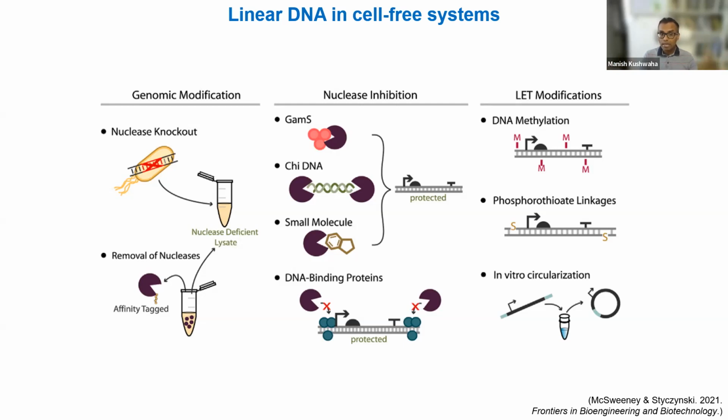exonuclease V, which is the main exonuclease that is known to degrade linear DNA. It's encoded by the RECBCD genes. And if we delete those, this would be a great way of protecting linear DNA, and then we can go ahead and just use those lysates in the future.